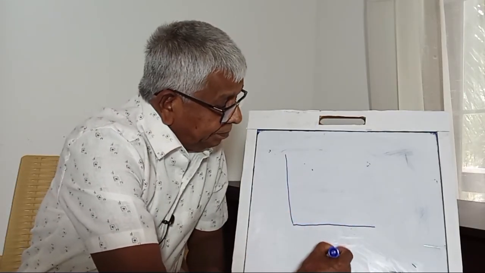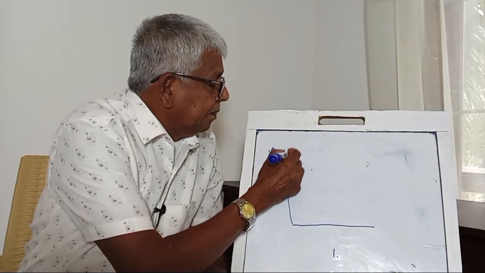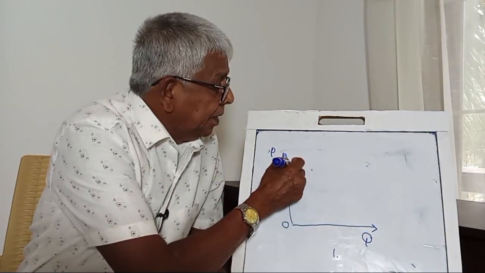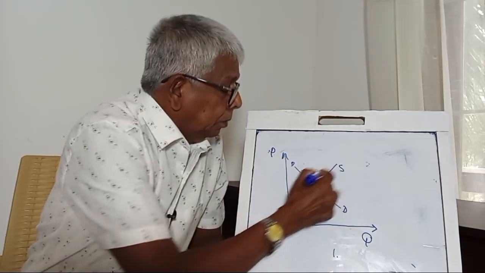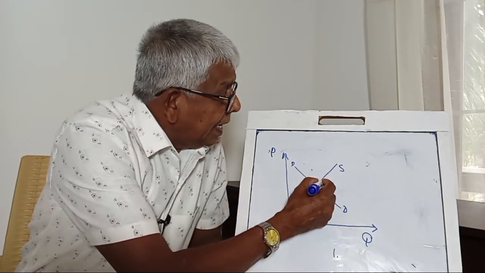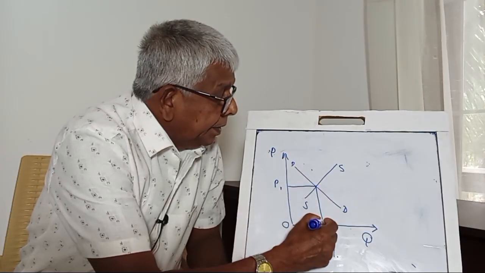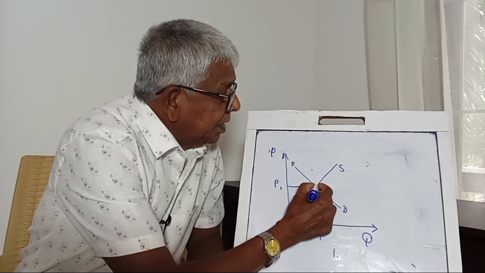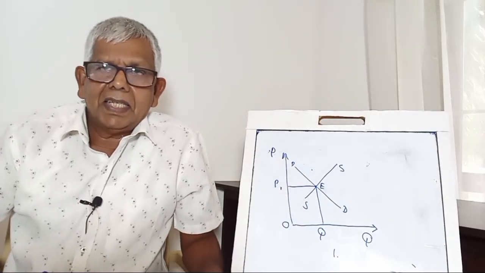Figure 1: price, quantity, the demand curve, the supply curve. P1, Q1. This point E we call equilibrium.